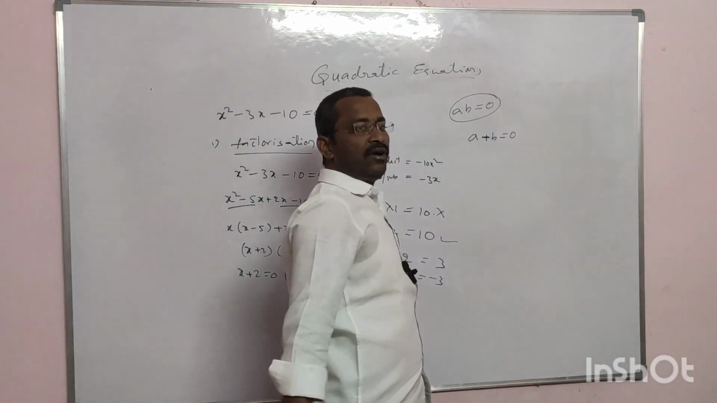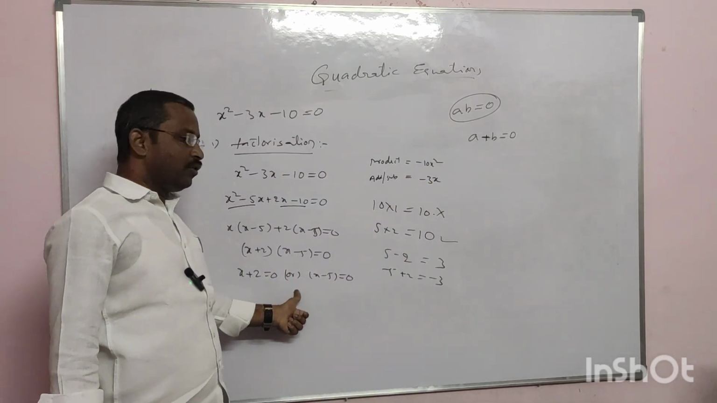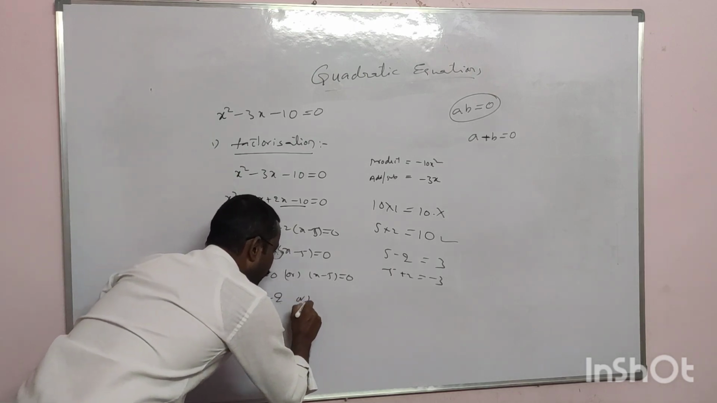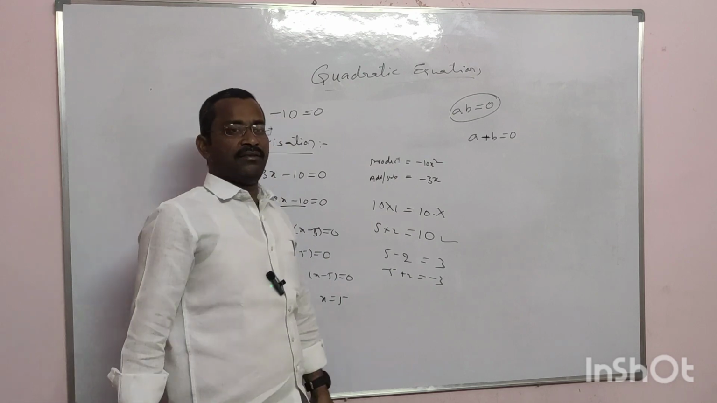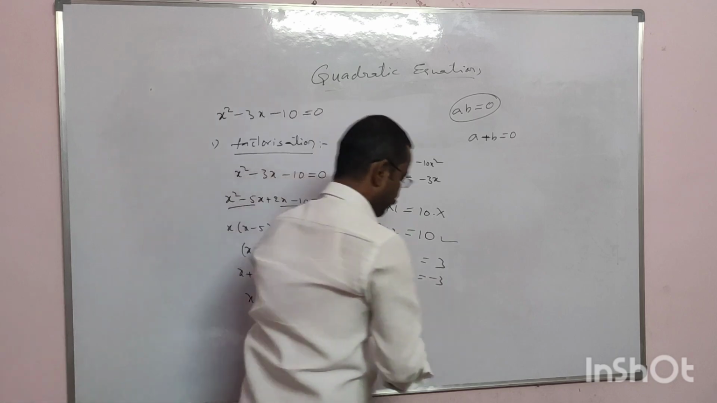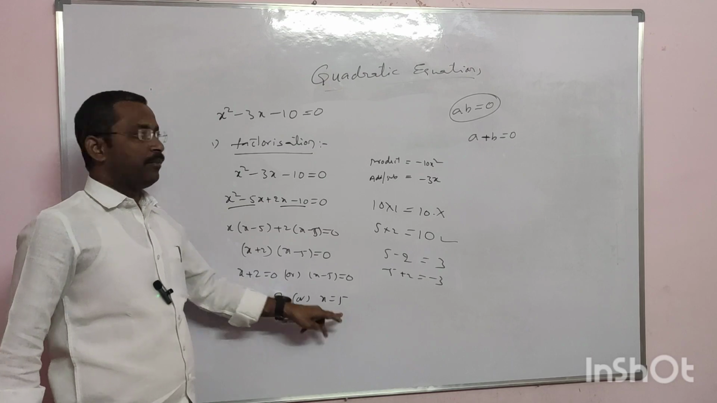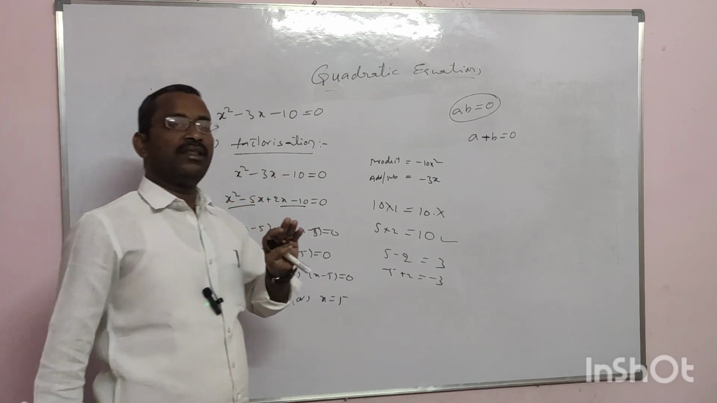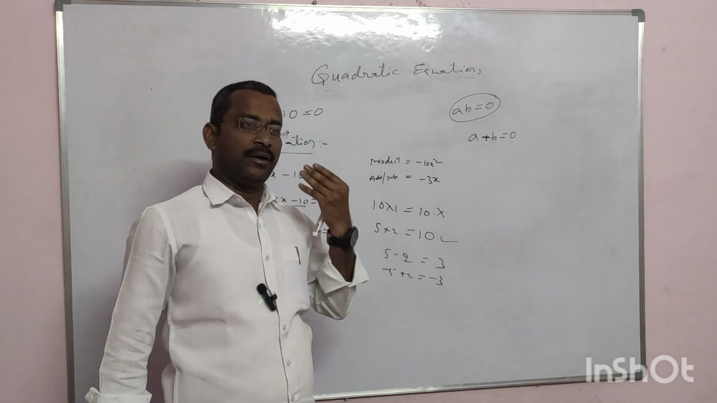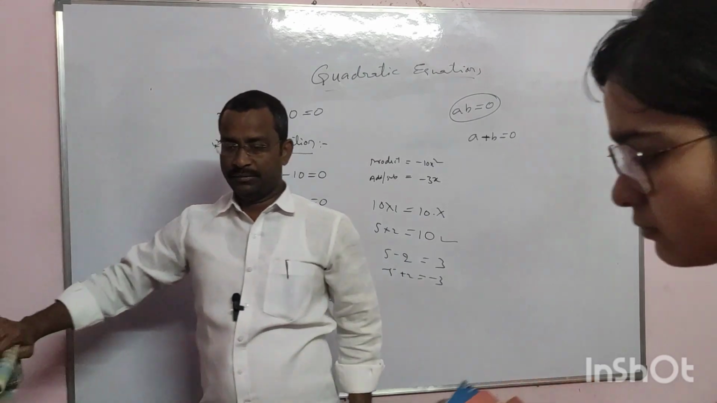But in the product, if any one of the terms is 0, the total value is 0. That is the reason x plus 2 is equal to 0 or x minus 5 is equal to 0. Then x is minus 2, x is 5. So here the roots are minus 2 and plus 5 using the factorization method. Whatever method you use, the answer should be the same, be it factorization, the root formula, or the completing square method.